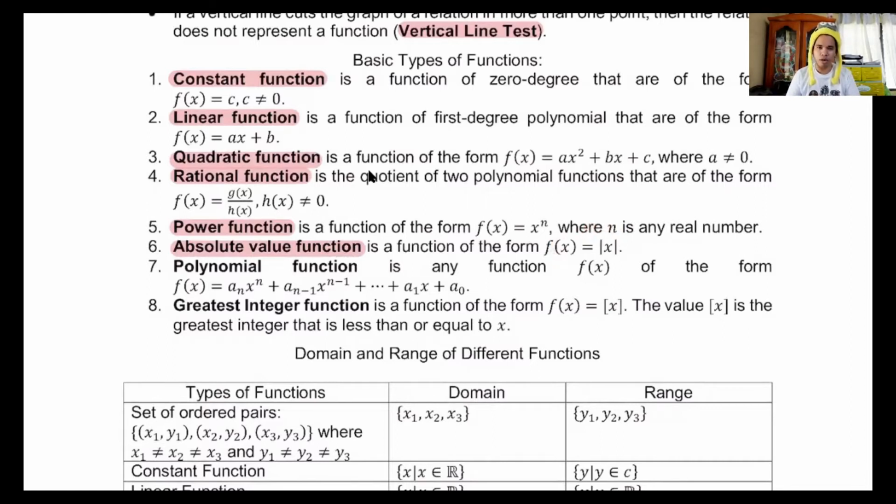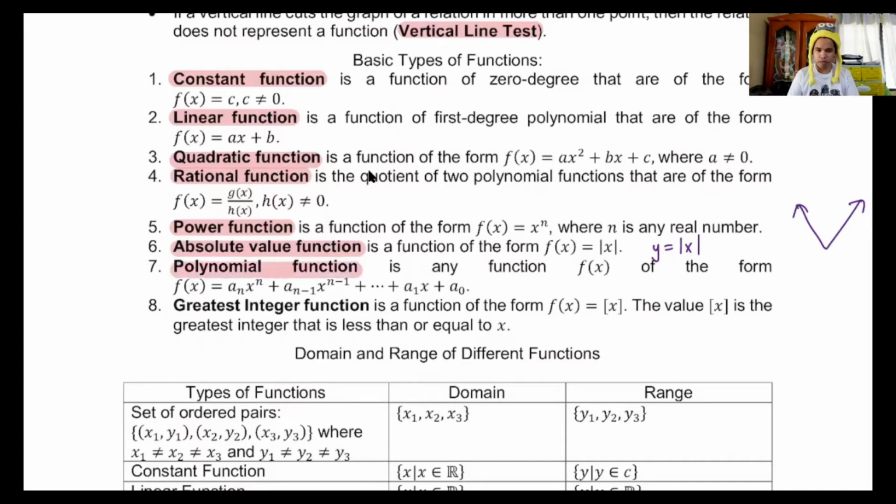So can you still recall what is the shape of the graph of an absolute value function? If you could still remember, we can write this as y equals the absolute value of x. The graph of this is the letter V. It can open upward or downward. So yeah. Next, polynomial function.